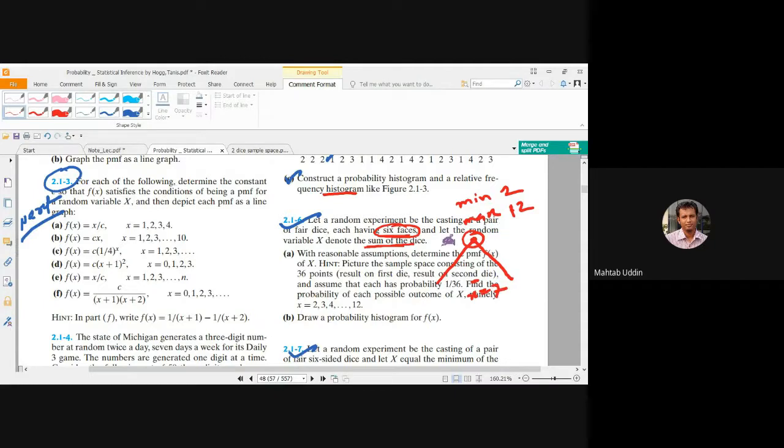6 times. That is, you will get P of x equal to 7 is 6 by 36. Do you understand? Okay.